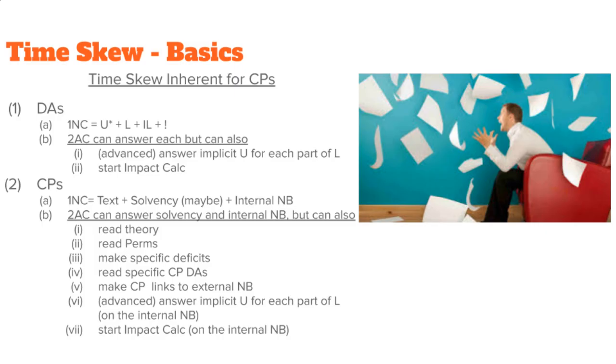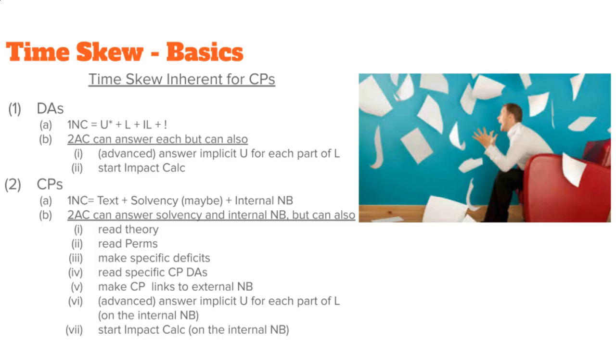So on the counterplan, the general norm, you just have to read a text. Solvency, hopefully. Now, again, some very neg-leaning judge might just say solvency is logical and you don't have to actually read that in the 1NC, but most will require some sort of carded evidence before the AFF must be held to answer it. And there must be either an internal net benefit or an external net benefit clearly defined. And so that's the general three components of a 1NC, and the 2AC can answer each of those.